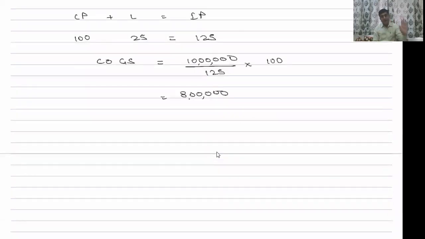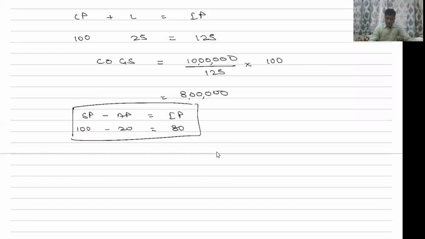Yes, and the story doesn't end here. Goods are sold at a profit of 20% on sales. So sales price minus additional profit is equal to invoice price, or not? Right? Accordingly, if I assume my sales price to be 100, my additional profit on that is 20. So my invoice value must be equal to 80, or not? If 80 is equal to that, accordingly I'll do the calculation. Sales, therefore, is equal to 10 lakh upon 80 into 100, and that is equal to 12 lakh 50,000.